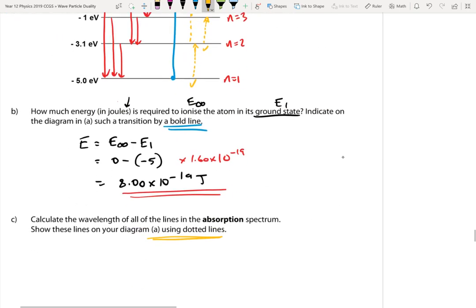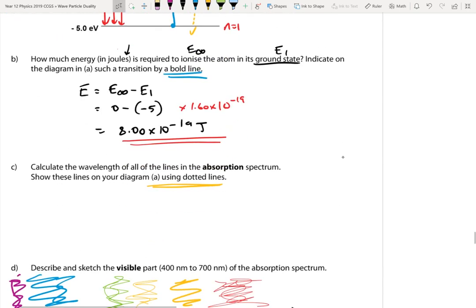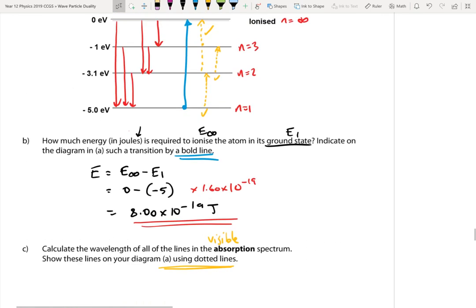So I'm kind of changing the question here. I'm going to write visible absorption spectrum. If it just said absorption, you're basically going to do every single possible transition to n infinity, every one to n3, every one to n2. You'll get 6. But the ones that we see are those.